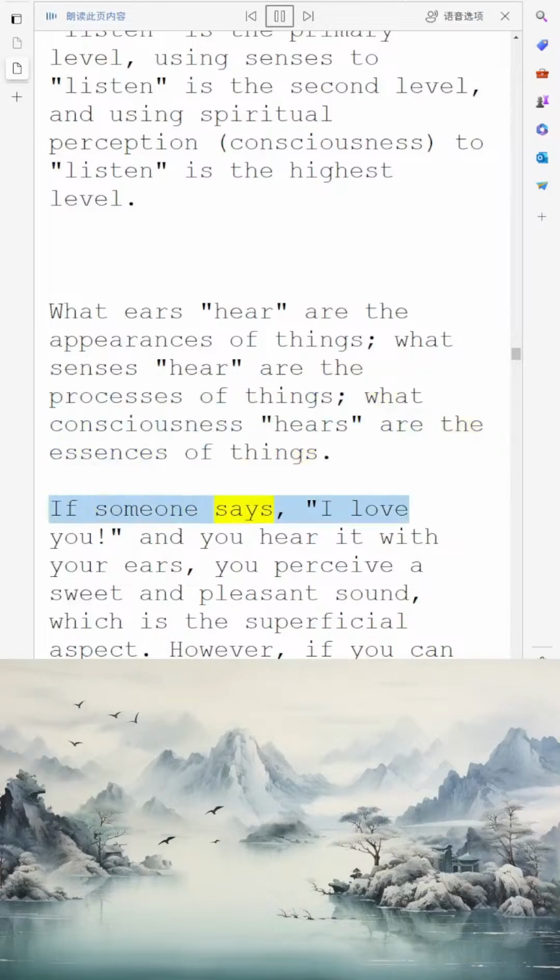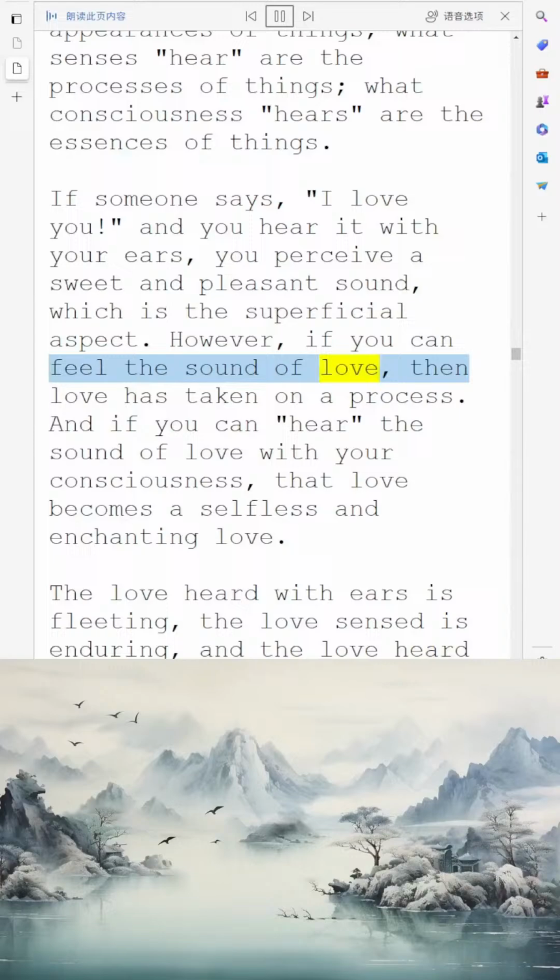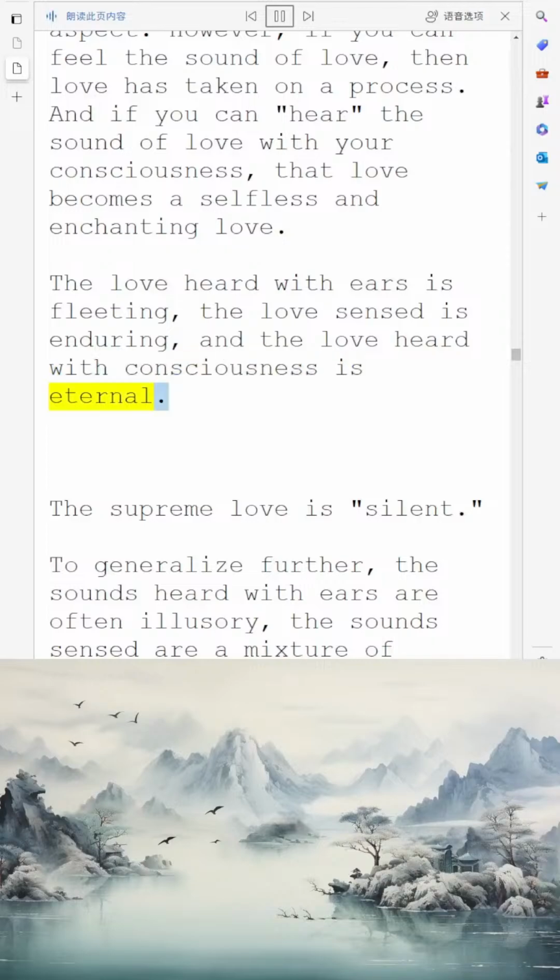If someone says, "I love you," and you hear it with your ears, you perceive a sweet and pleasant sound, which is the superficial aspect. However, if you can feel the sound of love, then love has taken on a process. And if you can hear the sound of love with your consciousness, that love becomes a selfless and enchanting love. The love heard with ears is fleeting, the love sensed is enduring, and the love heard with consciousness is eternal. The supreme love is silent.